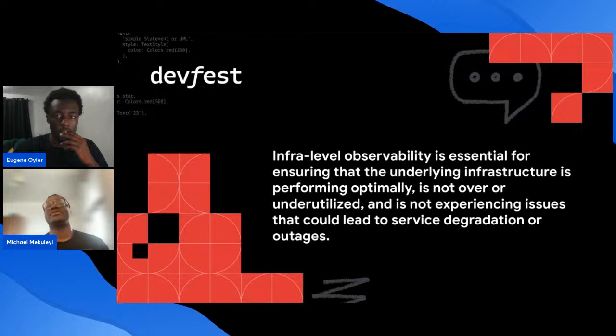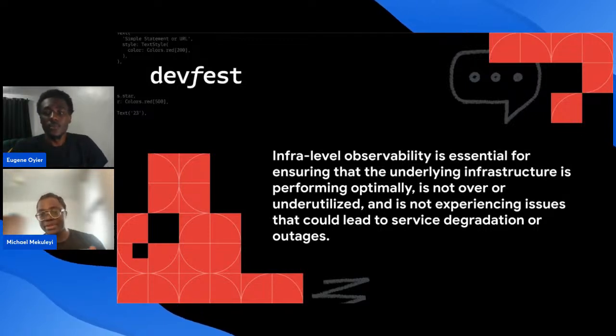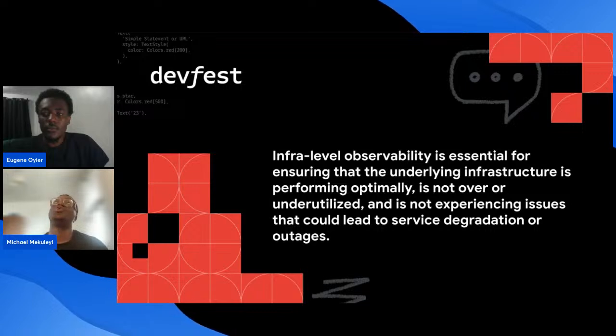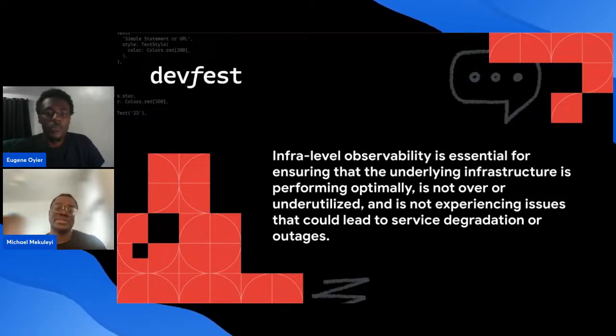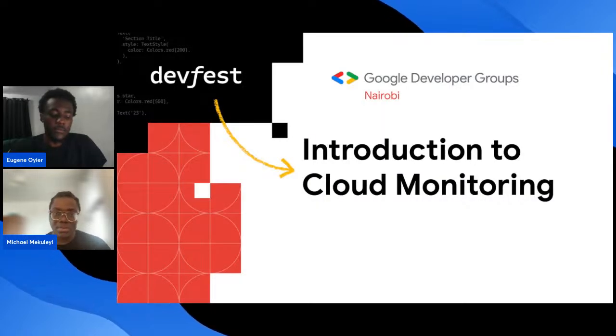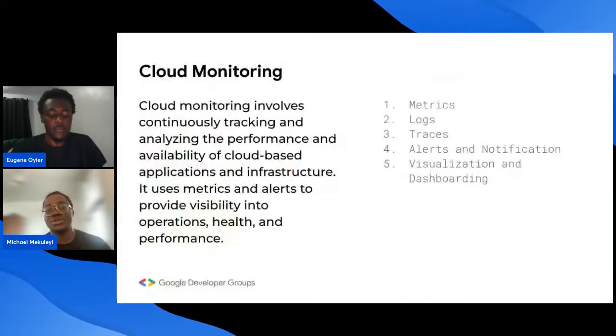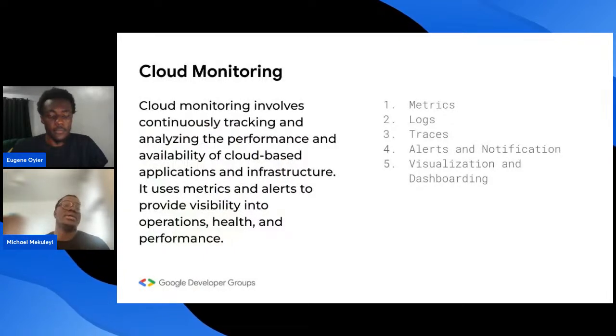So infra level observability is essential for ensuring that the underlying infrastructure is performing optimally. You do not want large infrastructure for little resources, and you want no issues that could lead to a service degradation or outage. So, introduction to cloud monitoring. Cloud monitoring is the tool in GCP that enables us to observe all these things.